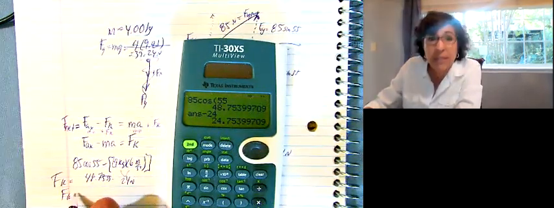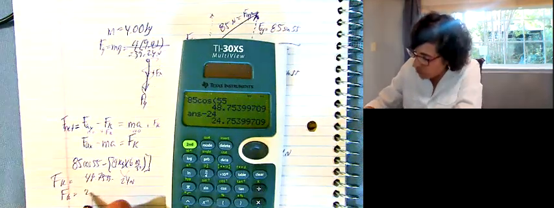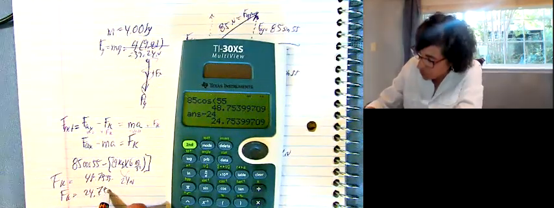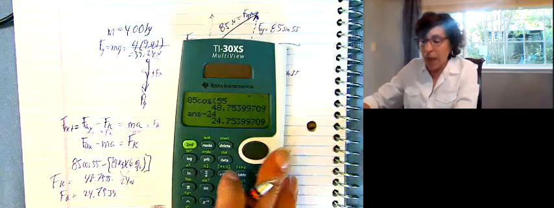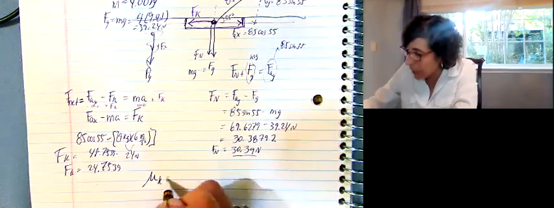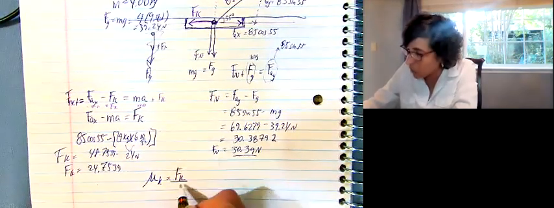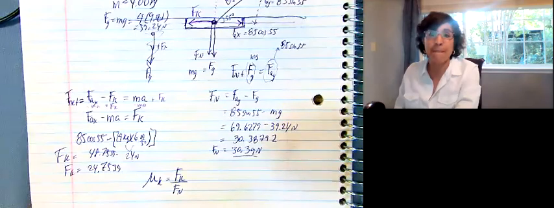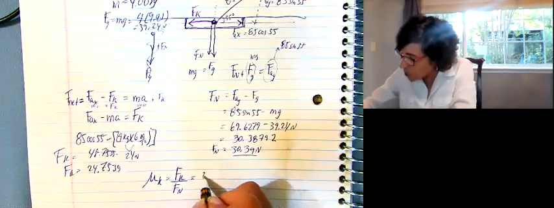My f of k is equal to 24.7539, etc. And because you already solved for your f of n, now we're ready to solve for mu. Mu sub k is my f sub k all over my f sub n. All right, so I solved here 24.7539 divided by 30.39, etc.